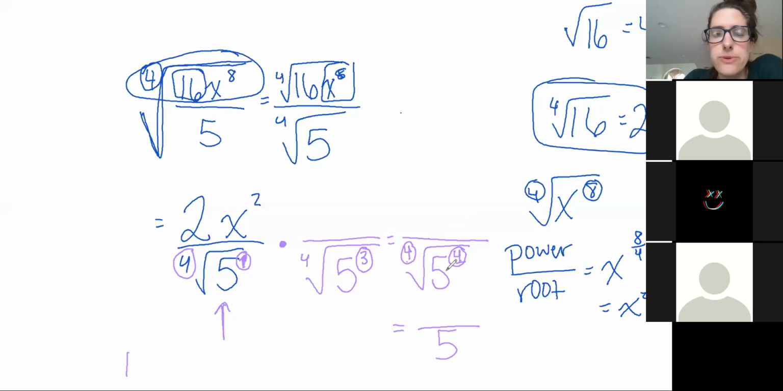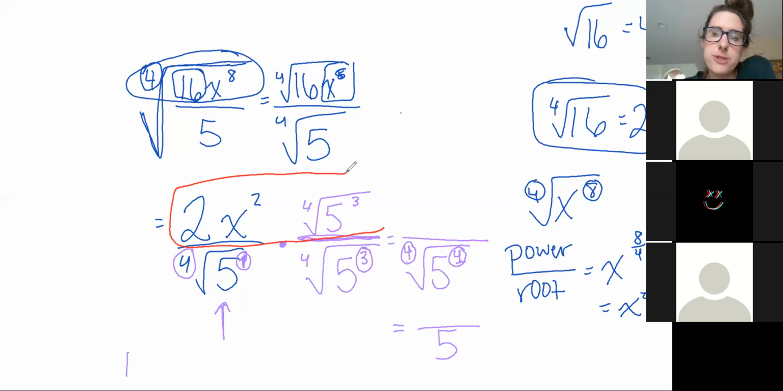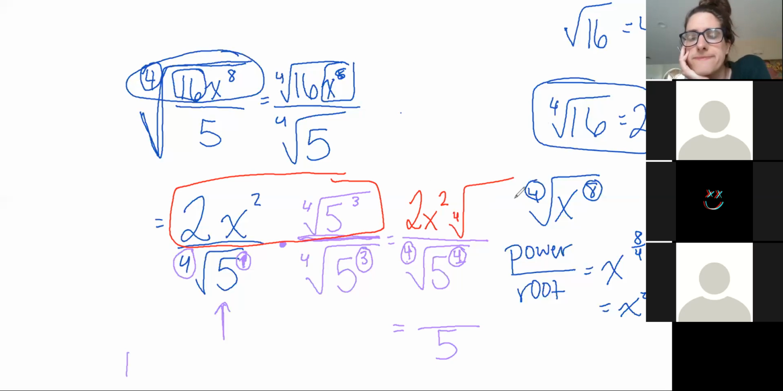Now, the issue with that is when you're dealing with fractions, you can't do something to the bottom of a fraction without also doing it to the top. So you have to multiply also there on the top by the 4th root of 5 cubed. So on the top, you end up with all this stuff. So the 2x squared was already there. And then you have the 4th root. What is 5 cubed?